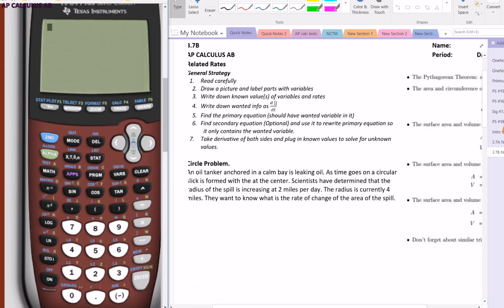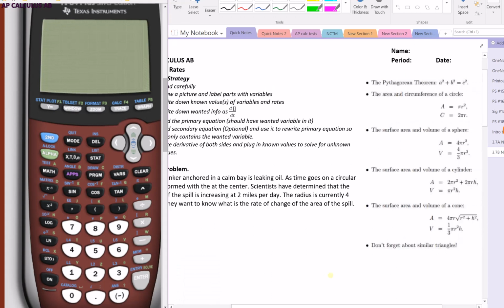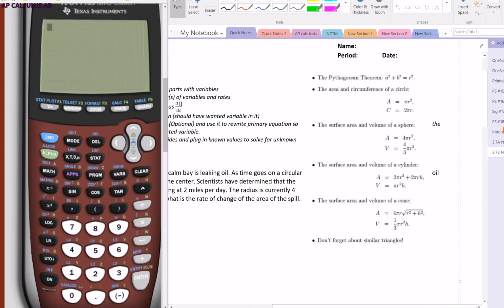Okay, so we're still on related rates. These are your notes for the next day. It's 3.7b. We're still talking about related rates. So to start with, over here on the side of these notes, I gave you some formulas, right? These are most of the formulas that we're going to end up using in related rates.